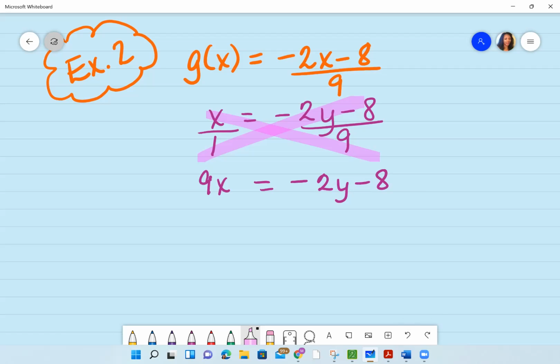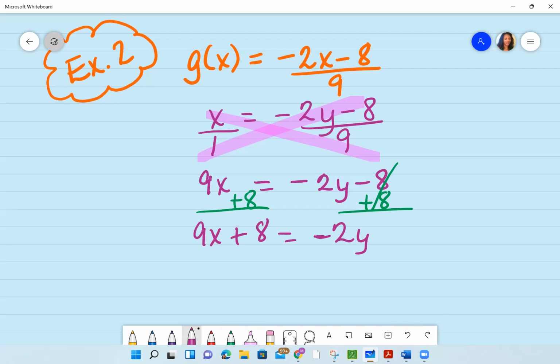So the actual inverse of that is going to be +8. What I do to one side, I do to the other. Notice I'm not combining the 8 and the 9 because the 8 does not have an x. So that's two separate things. And so I want to get rid of the negative 8 on the opposite side. I'm left with 9x plus 8 is equal to negative 2y. And I see that y is still not by itself, so I'm going to have to divide by negative 2 so that I can get y by itself.